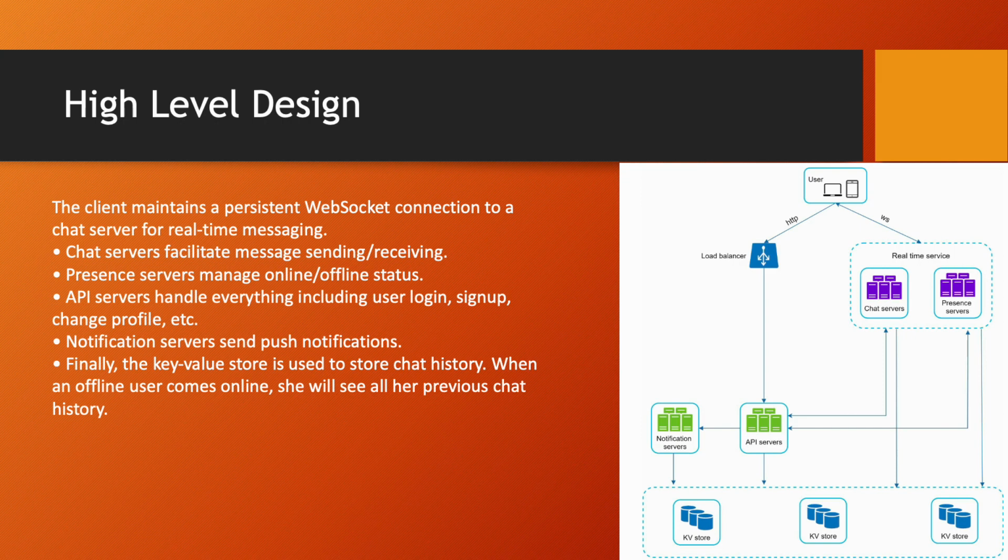So in the diagram on the right, you can see user, there's a WebSocket, and then there's a typical HTTP connection. Now the WebSocket goes to the real-time service, which are chat servers and presence servers, which interact with the API servers. An API server interacts with the notification servers, and the persistent layer is a key value store here.